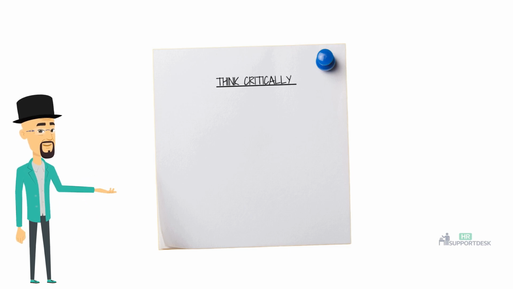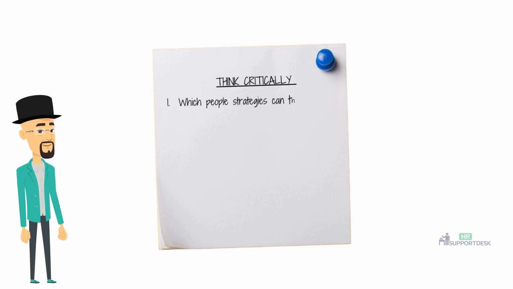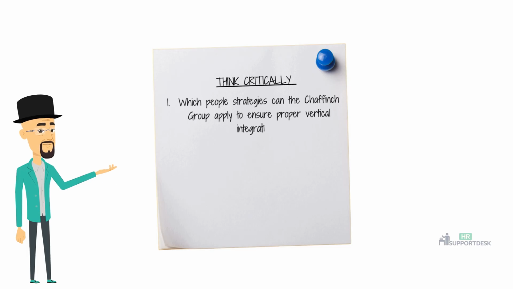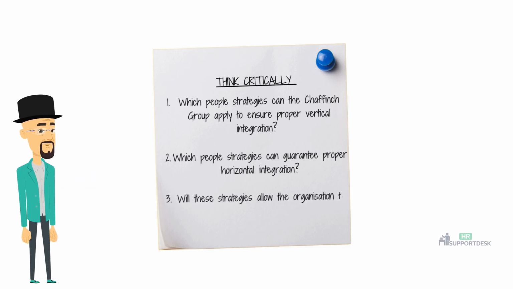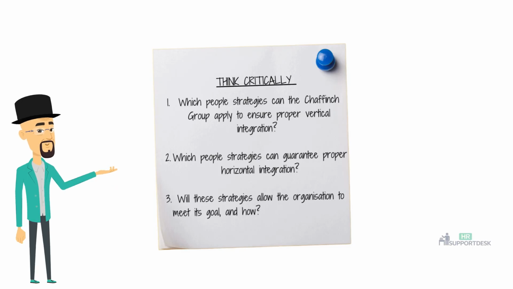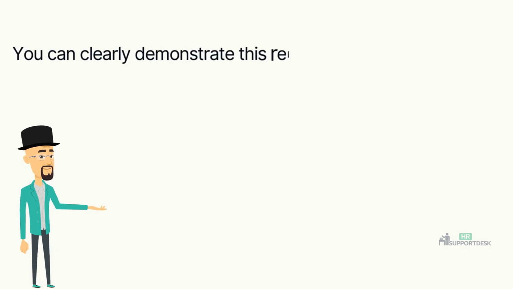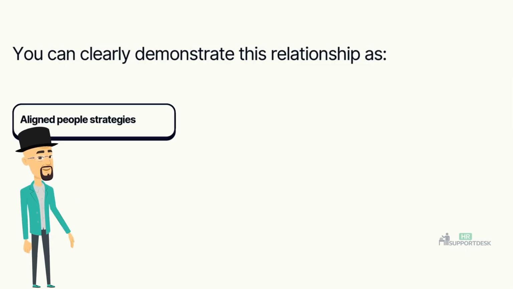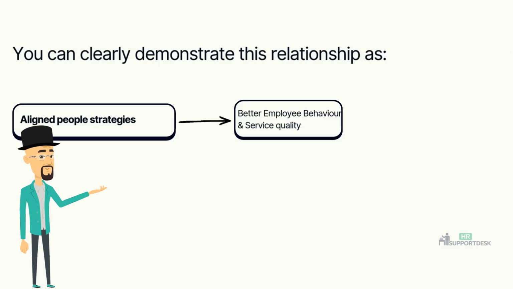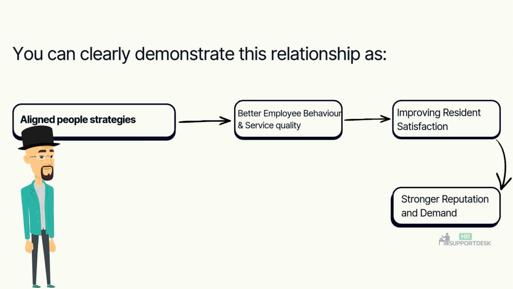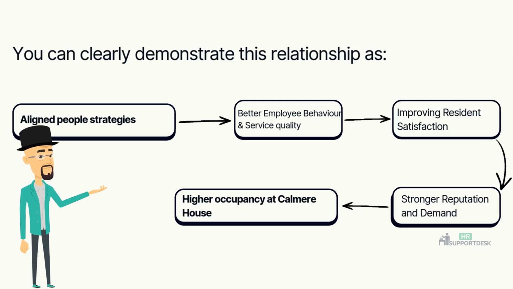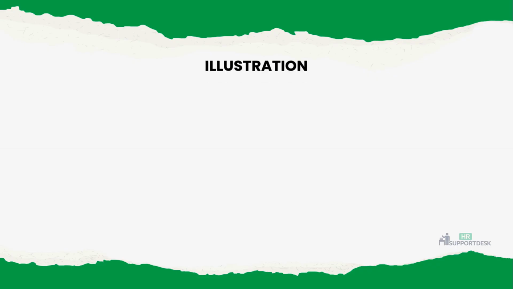Ask yourself, based on the current issues at Calmere House, which people strategies can the Chaffinch Group apply to ensure proper vertical integration? Similarly, which people strategies can guarantee proper horizontal integration? Will these strategies allow the organization to meet its goal, and how? Once you have identified the links, you can clearly demonstrate this relationship as aligned people strategies lead to better employee behavior and service quality, thus improving resident satisfaction, leading to a stronger reputation and demand, resulting in higher occupancy at Calmere House. In writing, always remember to present your arguments clearly, showing the cause and effect between the practice and the outcome. Take a look at the following illustration.